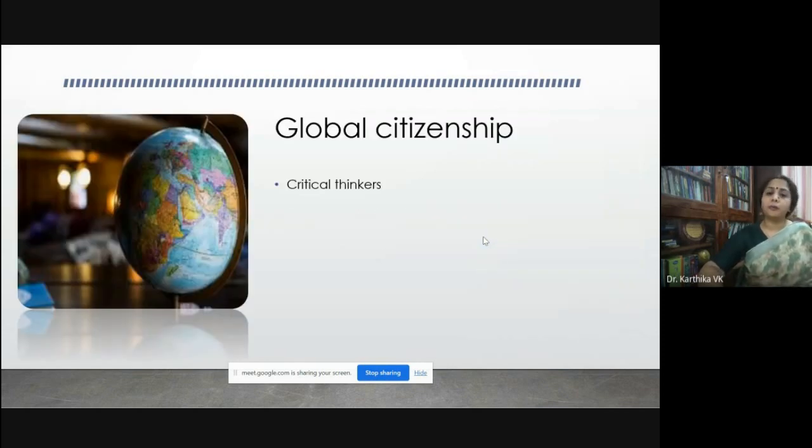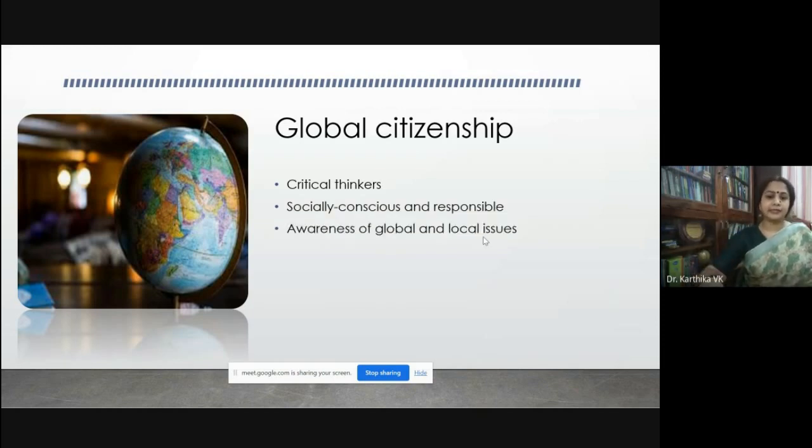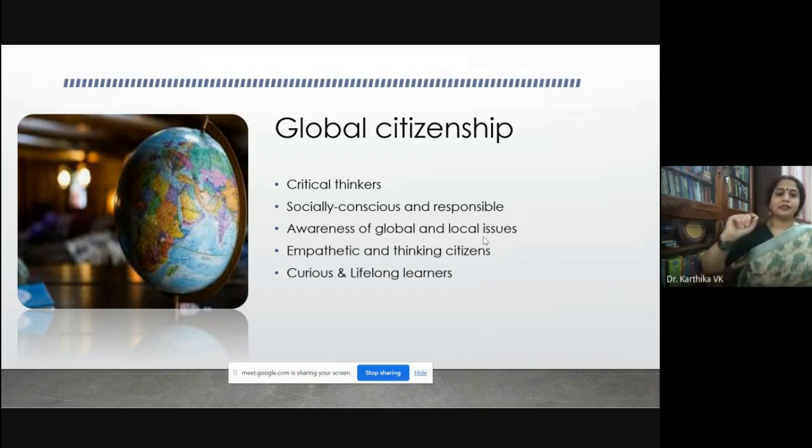So what is global citizenship? Global citizens are critical thinkers, socially conscious and responsible citizens. They will have awareness of global and local issues. They will be empathetic and thinking citizens, curious and lifelong learners. This is something that we need to endorse again and again in our classrooms, because our students have to ask us questions and we have to engage ourselves with questions.